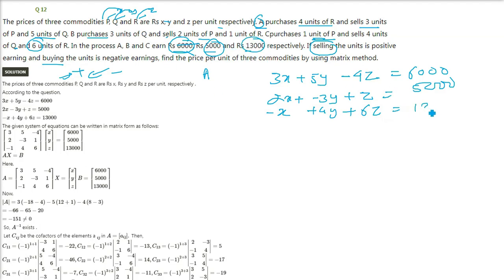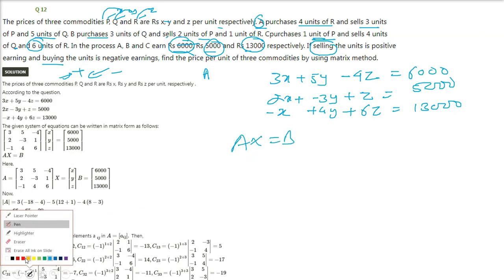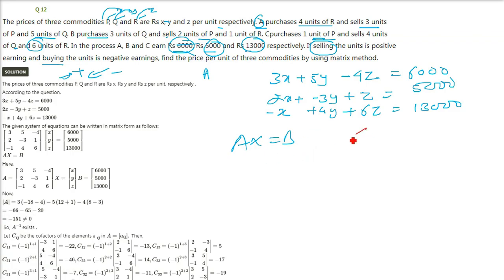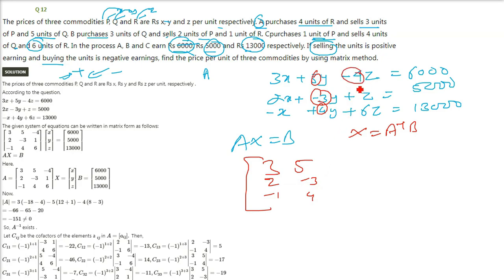Now these are 3 equations, and now we are ready for Ax equals B. X will be equal to A inverse B. Let me just write it. X equals A inverse B. A inverse, let me write the equation A. You have to find out the inverse. X coefficient, Y coefficient I am writing, then Z coefficient I am writing, negative 4, 1 and 6, and then you have to take the inverse. I hope you'll be able to do it. Multiplied by 6,000, 5,000 and 13,000.